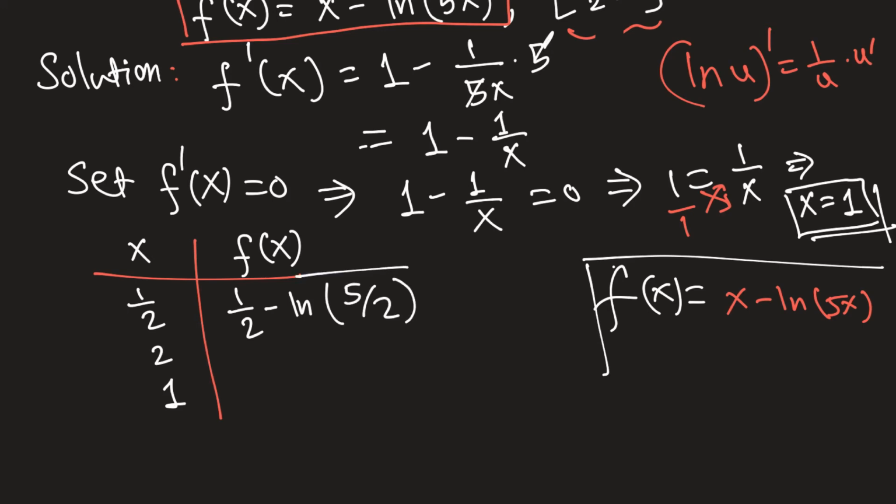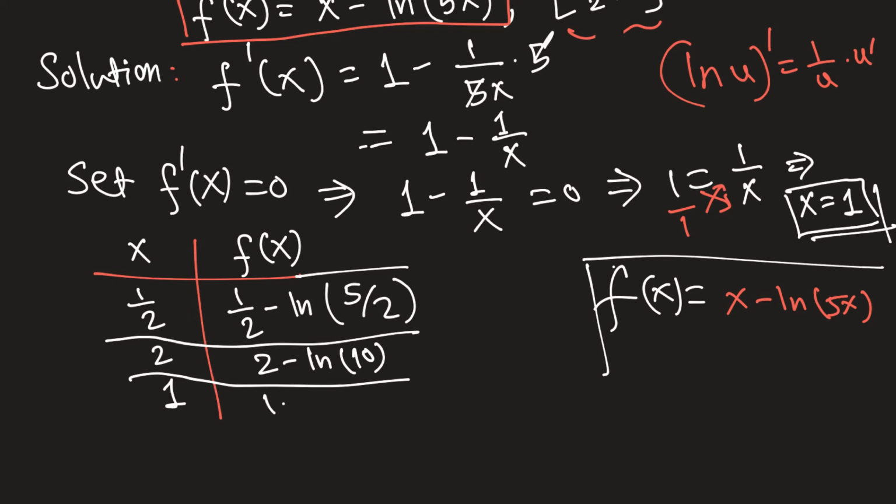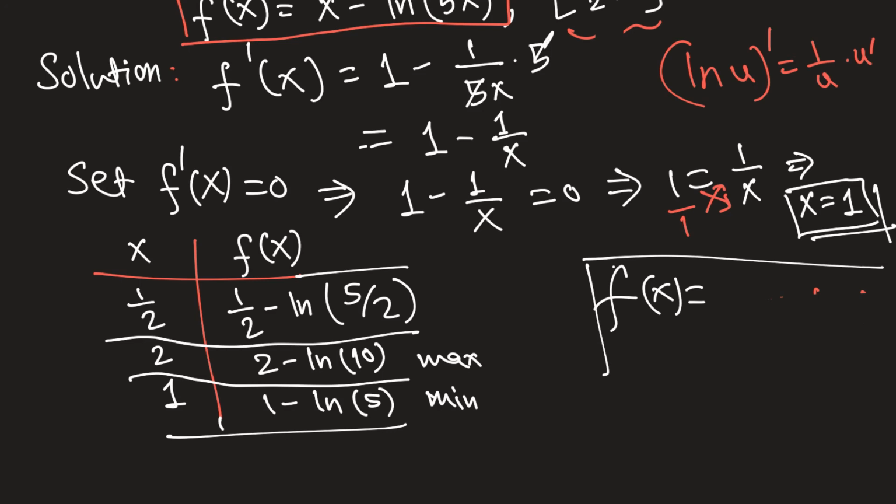Just use your calculator to find the decimal value. That's for 1/2. And let's evaluate for 2. That's going to be 2 minus ln 10. Okay, and just check your decimal value in the calculator. At 1, this is 1 minus ln 5. Okay, and it appears that when we convert this into decimals, the minimum is 1 minus ln 5, and 2 minus ln 10 will be the maximum value. So we write the answer as: absolute maximum is 2 minus ln 10, absolute minimum is 1 minus ln 5.